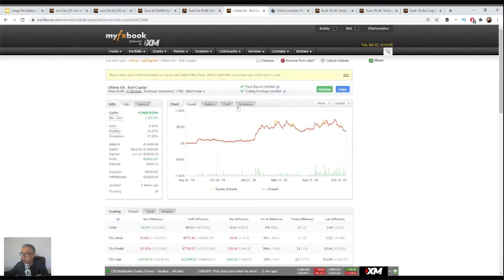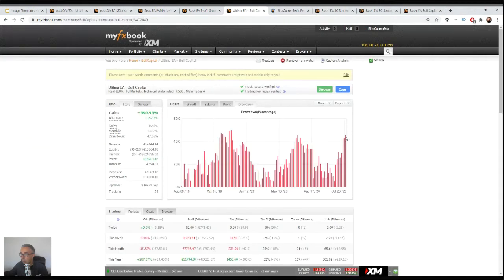Regarding Mislav's drawdown, it's a little bit more here, just a bit above 40. It looks like 45-ish indeed, 45. So he somehow has a bit more drawdown. All right.